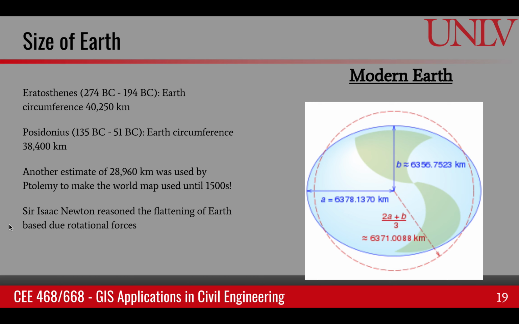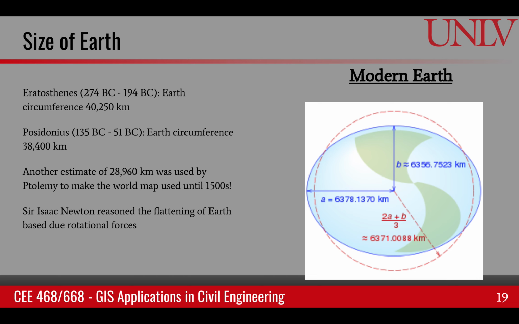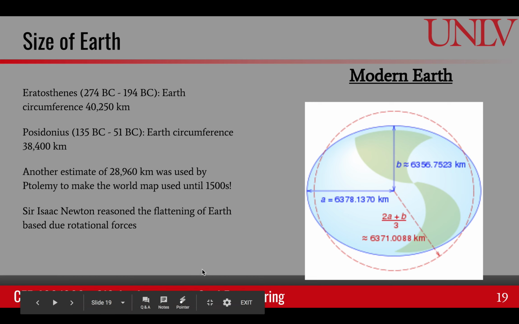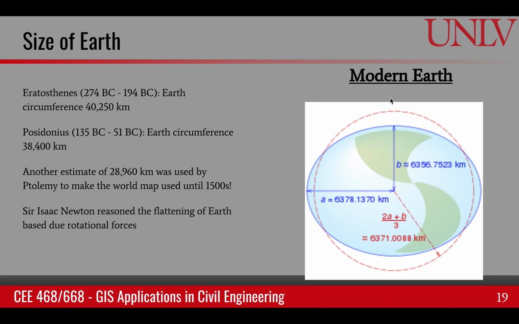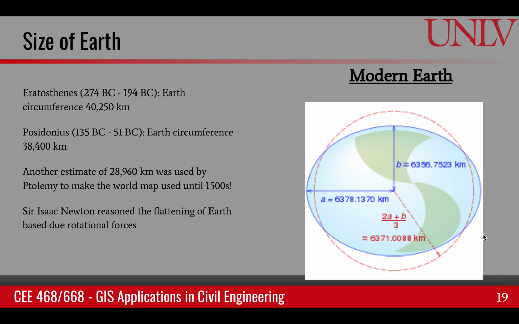It wasn't until Sir Isaac Newton that we got the idea of the spheroidal Earth, which is basically a sphere with a flattening. If we look at the cross sections, the cross section of a sphere is a circle, but if we flatten it from the top and the bottom, we get an ellipse shape. Sir Isaac Newton was able to reason that there are rotational forces that would make the Earth a little bit flatter than it looks, or seems to be.